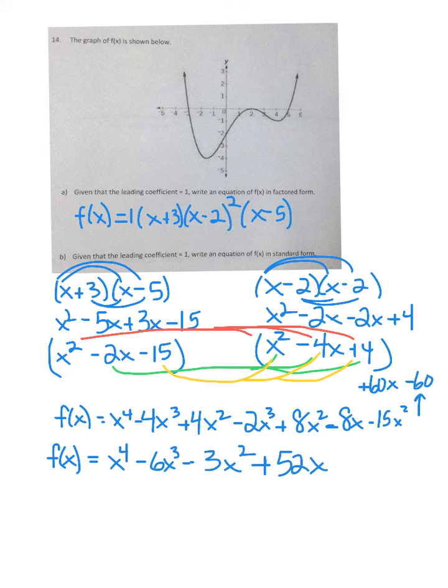Okay, and lastly, the only constant I have is the one at the very end, so that's going to be minus 60. So now, if we look at this, we see that this is in standard form because my powers descend: 4, 3, 2, 1, 0. Okay, so that's what it's asking, writing our answer in standard form.